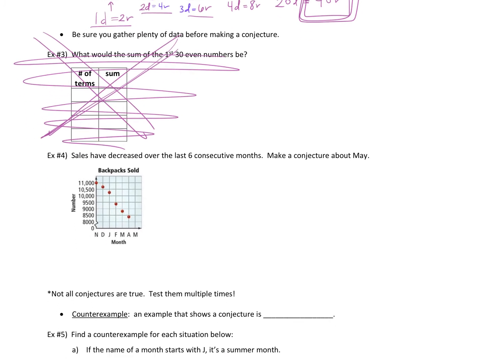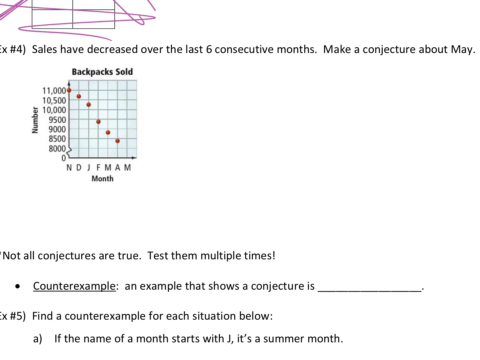Okay, so we're going to make a conjecture about this. It says sales have decreased over the last 6 months. Make a conjecture about May. So here's November, December, January, February, March, April, May. So we want to know, where are we going to land in May? Have you ever heard of a line of best fit? Yeah. Like the line that goes best through these data points. So if you were to draw a line right now, a line of best fit, it would probably look something like that. So what would you say based on the numbers you're seeing over here and the pattern that we're seeing of the decrease in May?